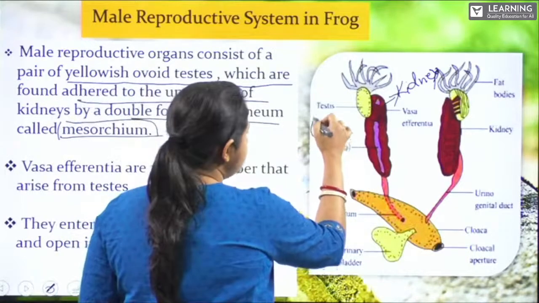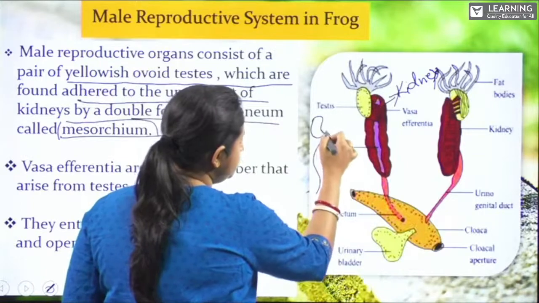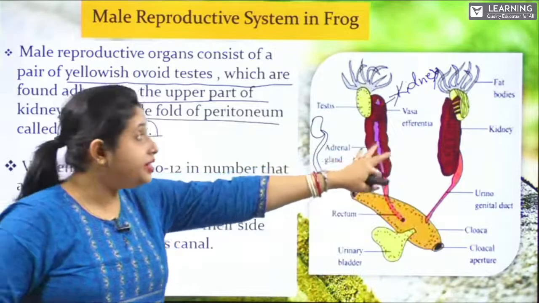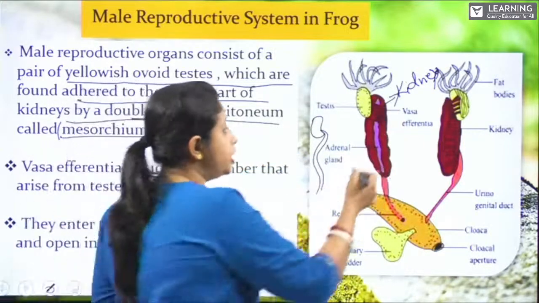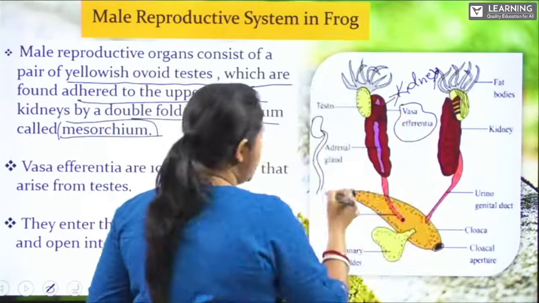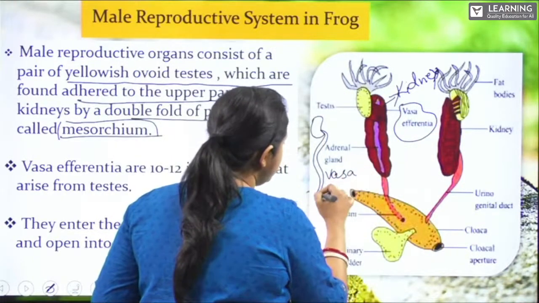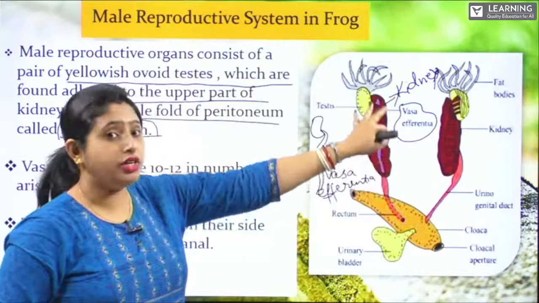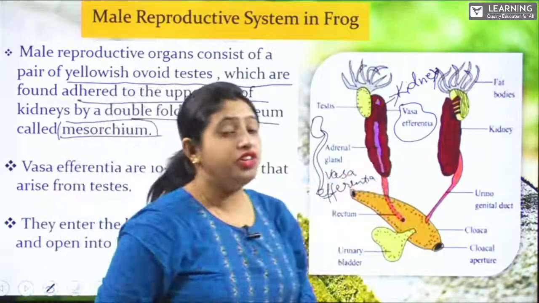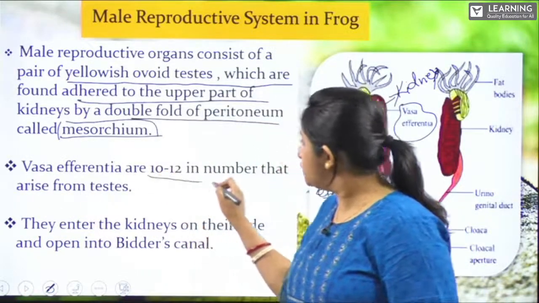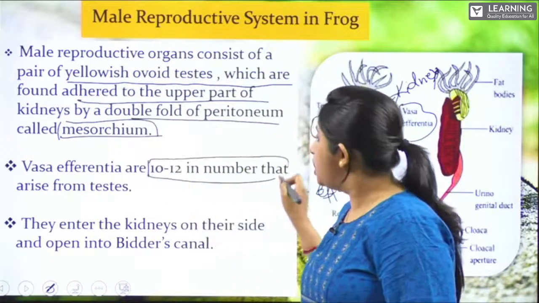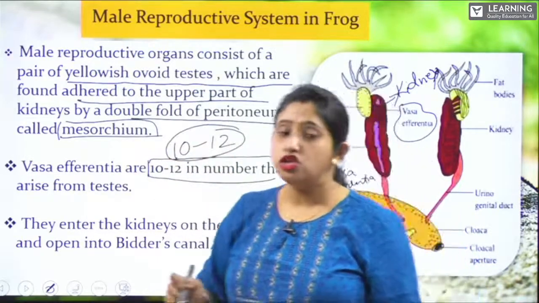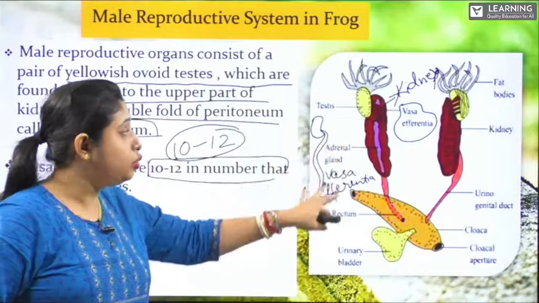The testes are connected with the vasa efferentia, through which the reproductive products are transferred. They are 10 to 12 in number and arise from the testes. So the vasa efferentia are 10 to 12 in number.